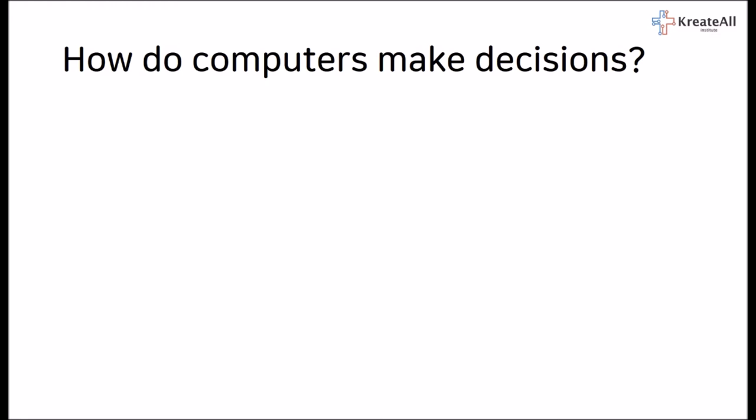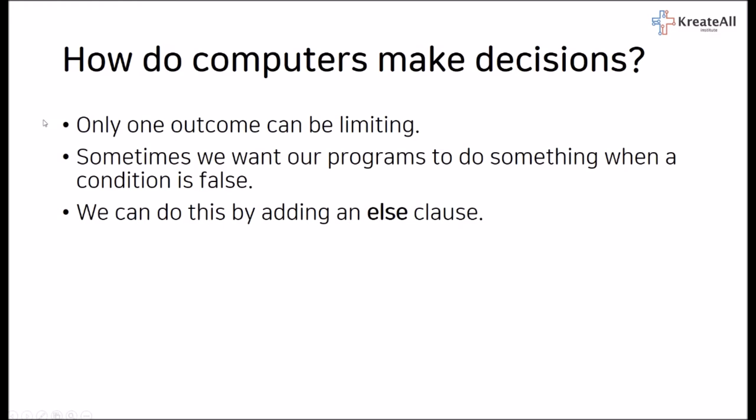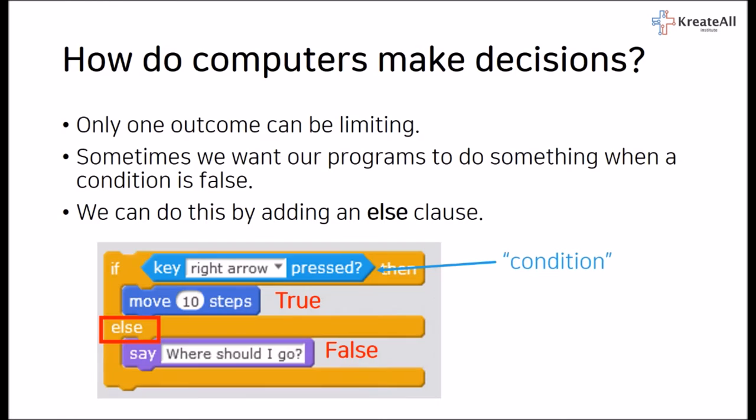However, even the if-then can be limiting. Only having one outcome can be very limiting because sometimes we want our programs to do something when the condition is false. And we can do this by adding an else clause. So the if then else block looks like this. You can see that there is an if here, a then here, and then else here. So the condition is the same one.